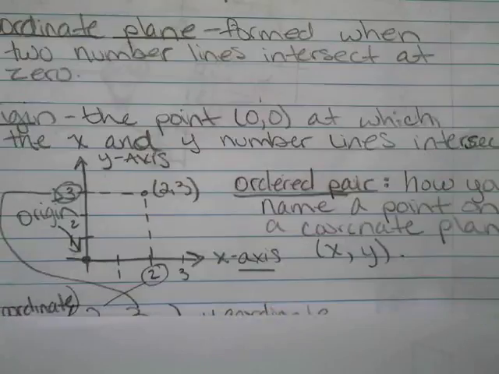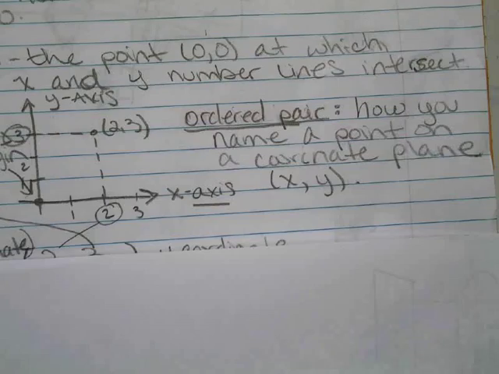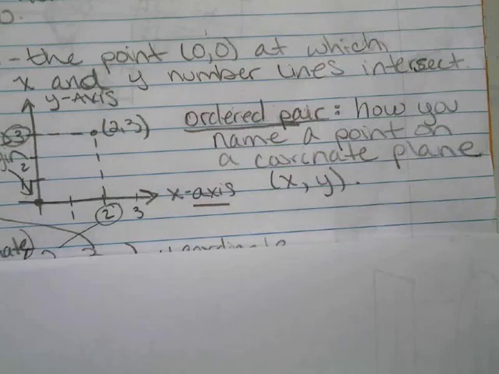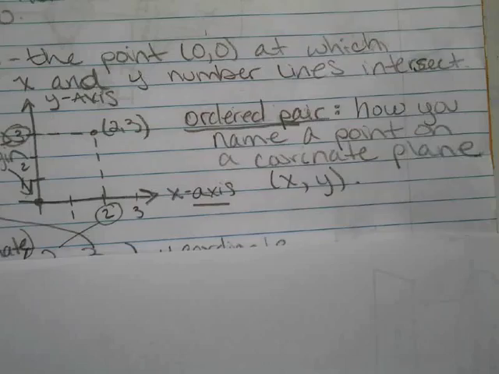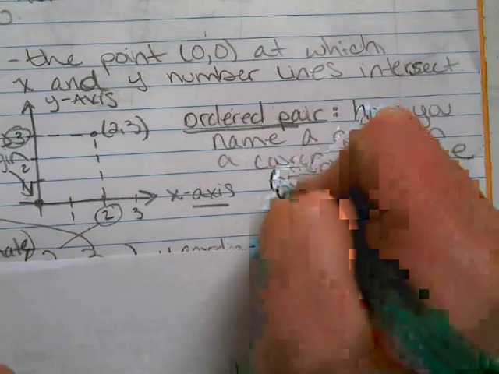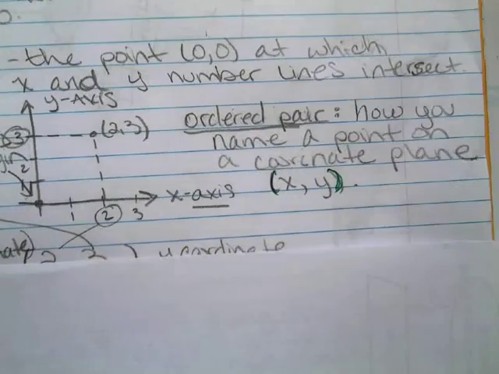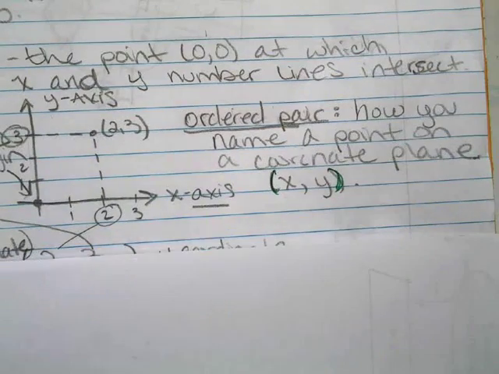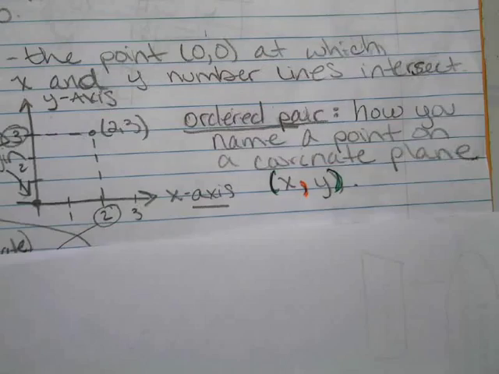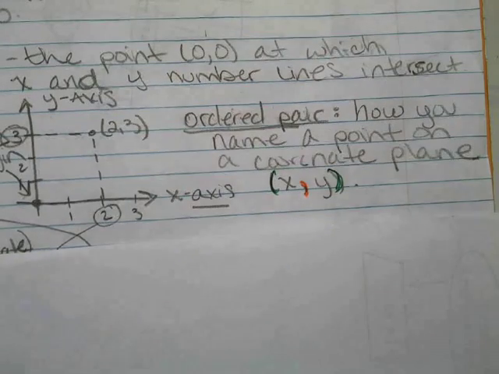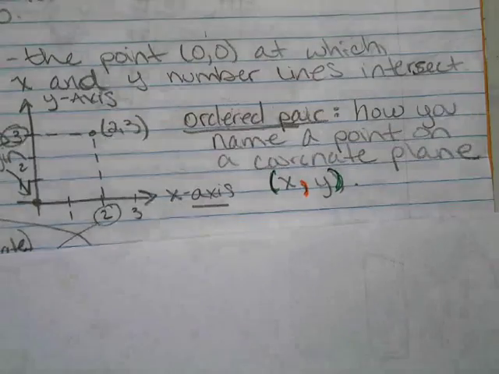Now, an ordered pair is how you name a point on a coordinate plane. It's always the x coordinate first, then the y coordinate, x, comma, y. Coordinates are written with parentheses around them, the x coordinate, the y coordinate, and a comma between them. So you need to be sure that you have those components when you're writing an ordered pair. Otherwise, you're just putting in a list of numbers.